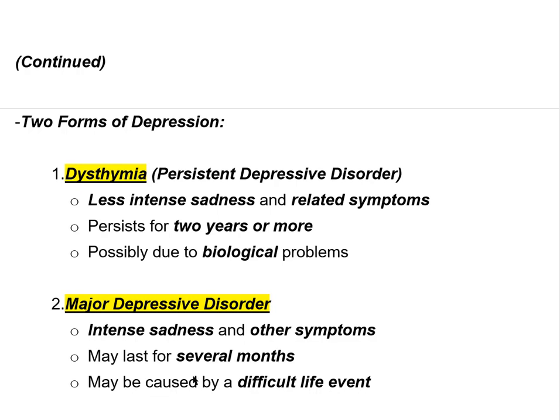Major depressive disorder typically lasts for several months. Now notice the difference between it versus dysthymia. Dysthymia, 2 years or more. Major depressive disorder, several months. Major depressive disorder is usually self-limiting.